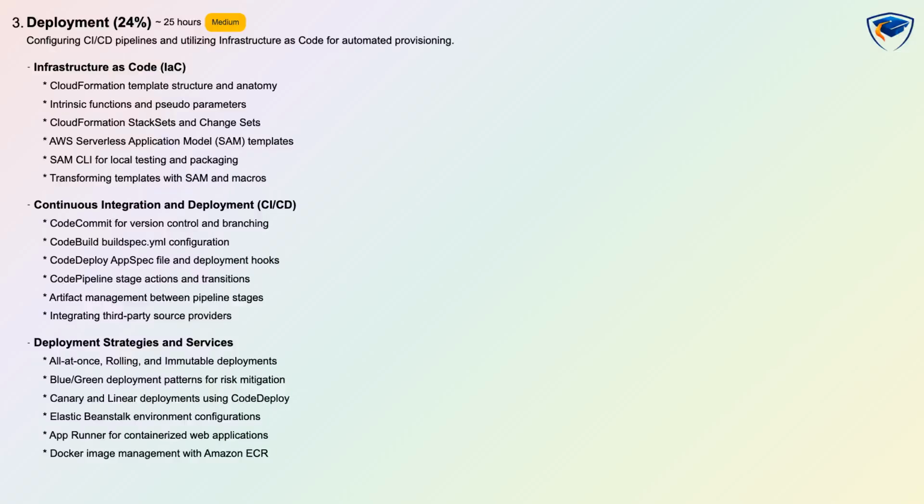Understand deployment strategies such as all at once, rolling and immutable updates, blue-green deployments and canary or linear releases using CodeDeploy, and know platform services like Elastic Beanstalk, App Runner and Amazon ECR for container image management.